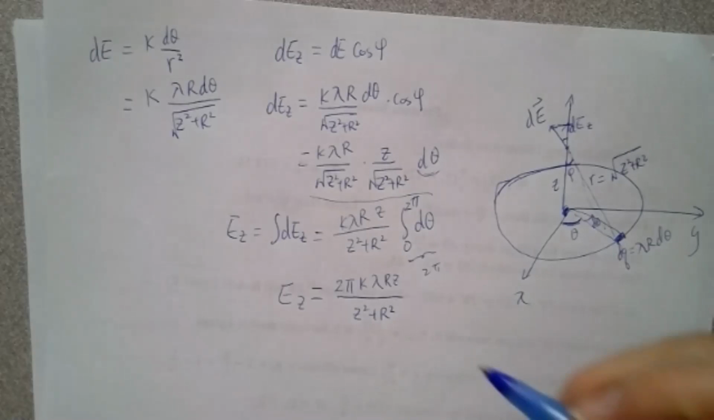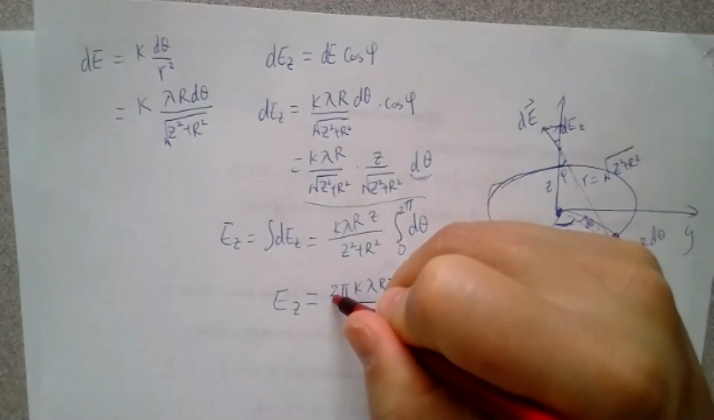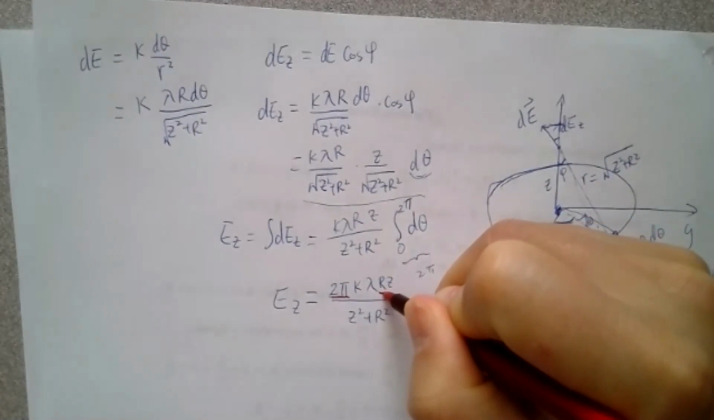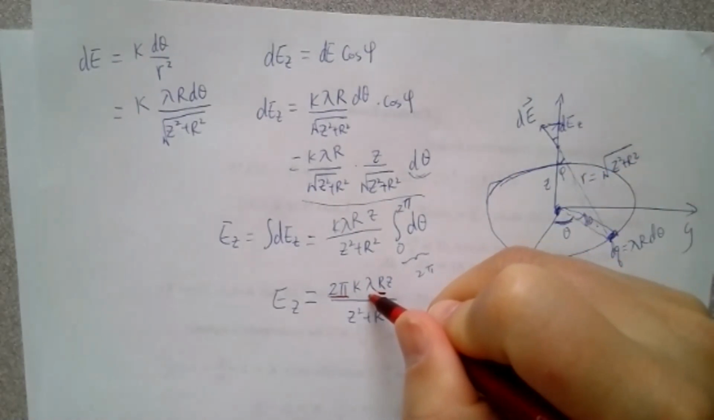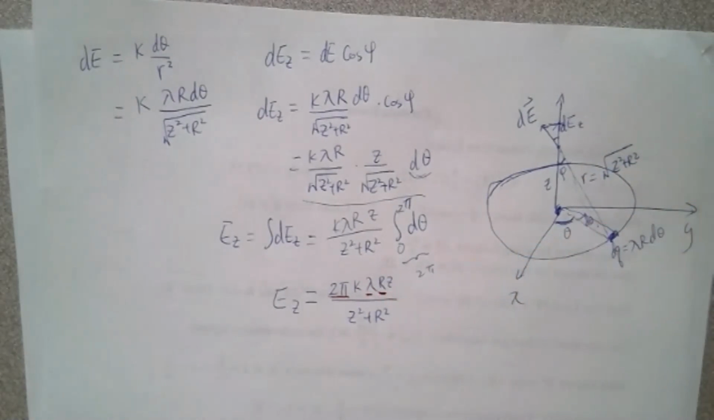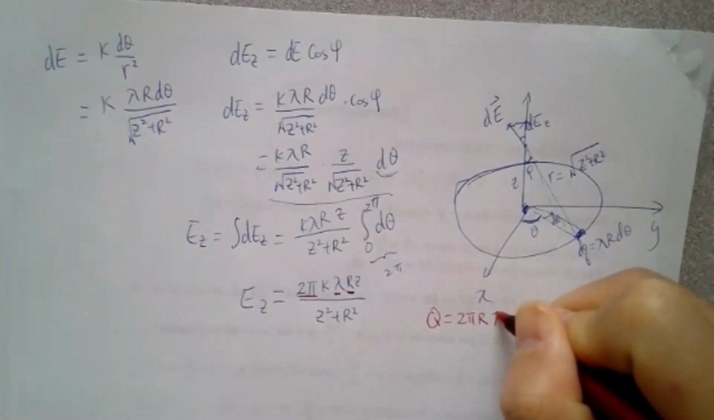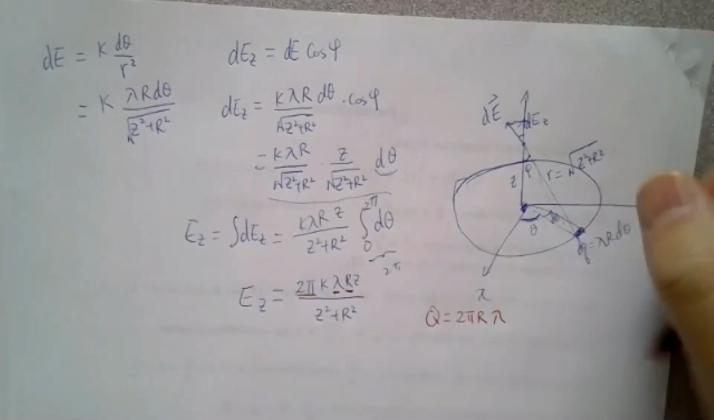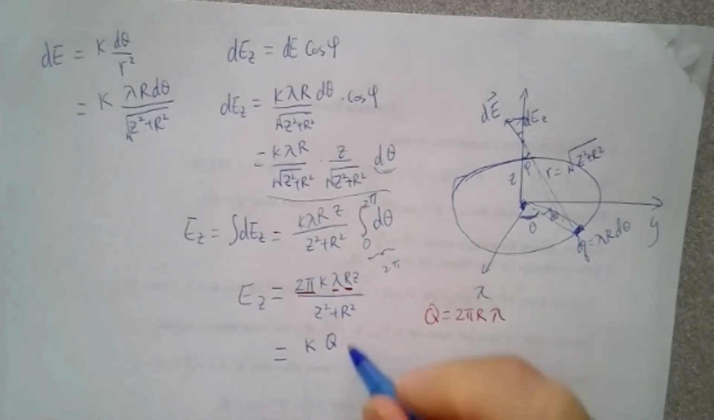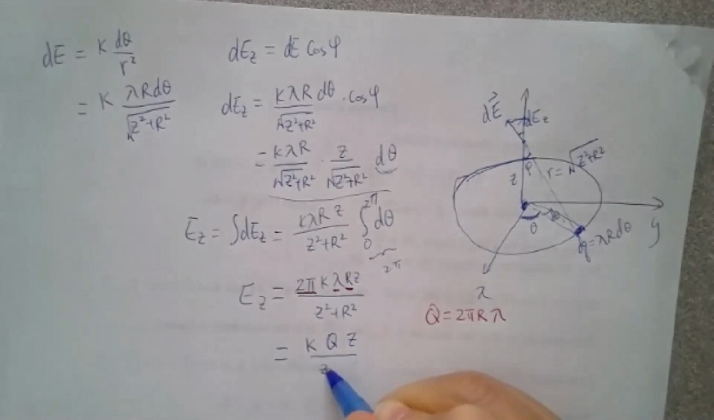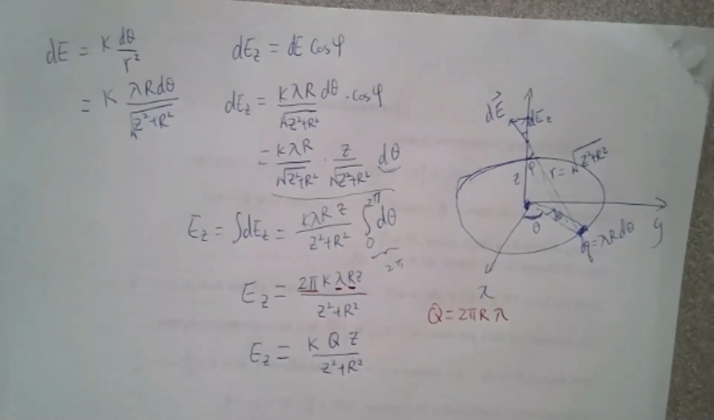And for this, you can see 2 pi times R will be the circumference of this ring. If you do 2 pi times R times the line density, that will give you the total charge Q. Total charge Q should be 2 pi R times the line density, right? So if you know Q, then you can replace that with just Q. So this becomes KQ times Z over Z squared plus R squared. That will be your electric field in the Z direction.